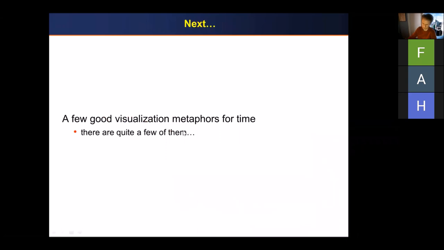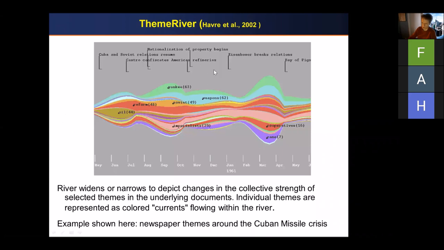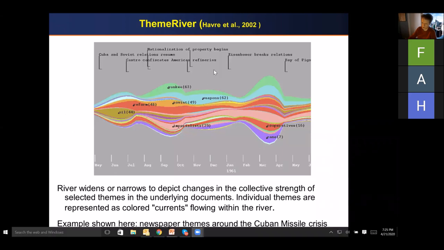So, good visualization metaphors for time. I want to give you a few of them because they came up a lot. One of them is called Theme River. And Theme River is really just a stacked line plot, right? An area plot. So here you see a theme river. Each of these streams is due to a particular term in a newspaper text analysis. This is a pretty old data set. This is like the Cuban Missile Crisis from the 60s.